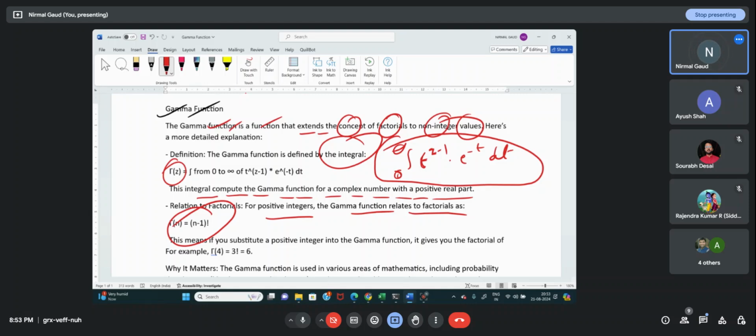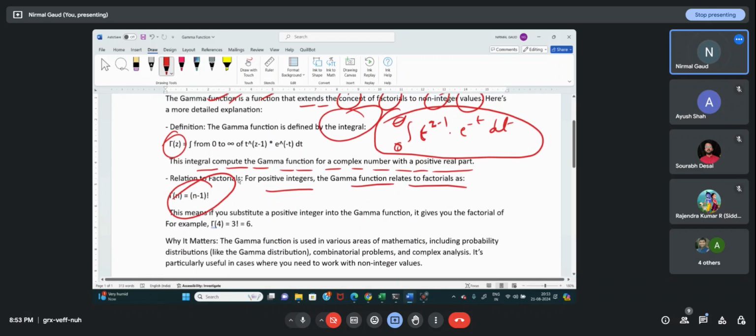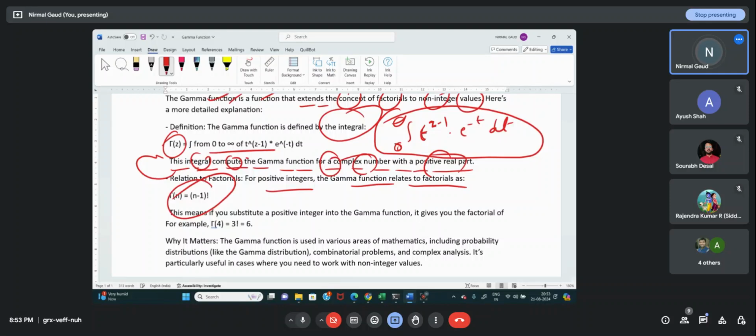That means the value of t will be from 0 to infinity. Okay, and this integral computation of the gamma is for a complex number with a positive real part. Okay, this is for complex numbers. Complex number you very well know, a plus ib. This is a complex number where a is the real part, b is the imaginary part, and here it is saying the real part is positive in nature.